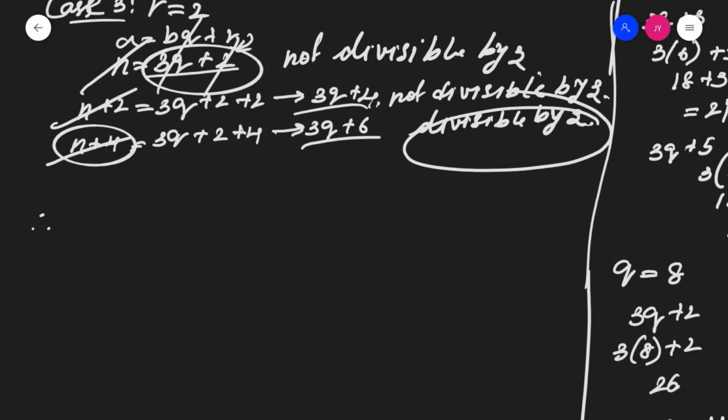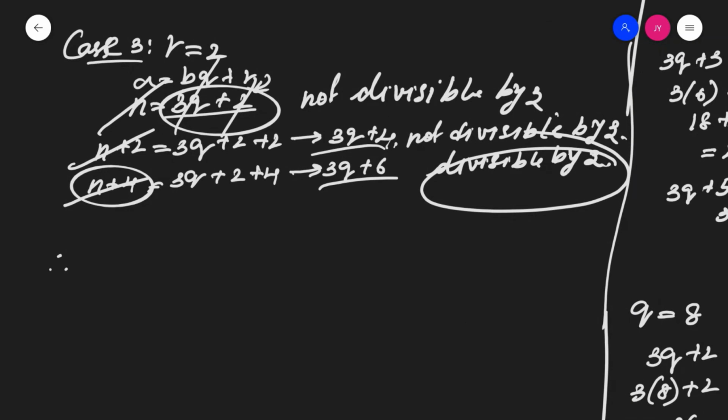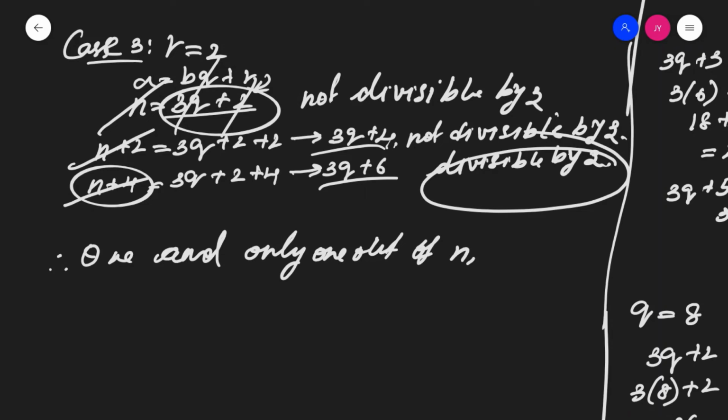So what are we going to write as the therefore statement? Therefore, one and only one out of n plus 2 or n plus 4 is divisible by 3. That's the answer, right?